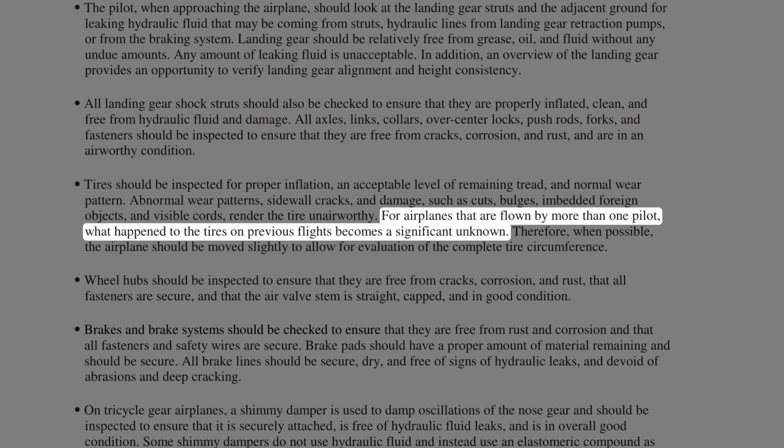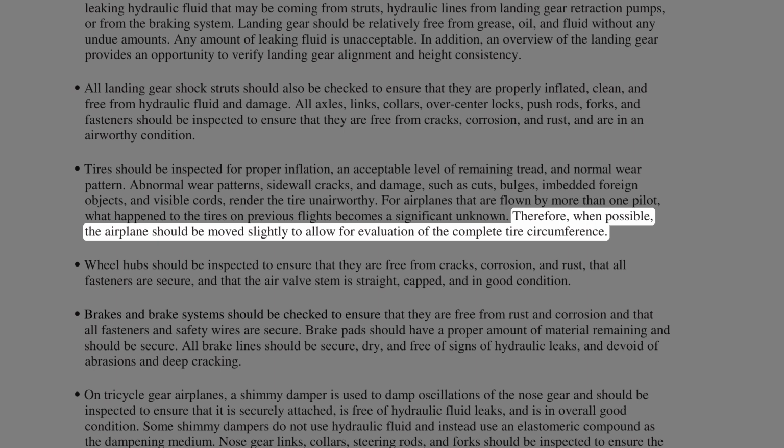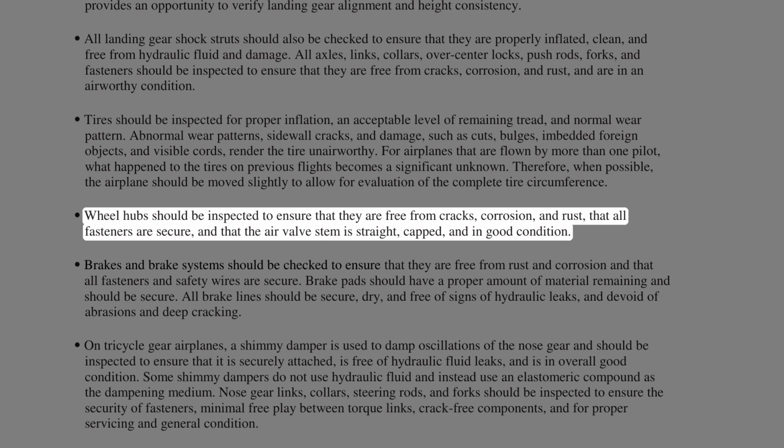Abnormal wear patterns, sidewall cracks, and damage, such as cuts, bulges, embedded foreign objects, and visible cords, render the tire unairworthy. For airplanes that are flown by more than one pilot, what happened to the tires on previous flights becomes a significant unknown. Therefore, when possible, the airplane should be moved slightly to allow for evaluation of the complete tire circumference. Wheel hubs should be inspected to ensure that they are free from cracks, corrosion, and rust, that all fasteners are secure, and that the air valve stem is straight, capped, and in good condition.